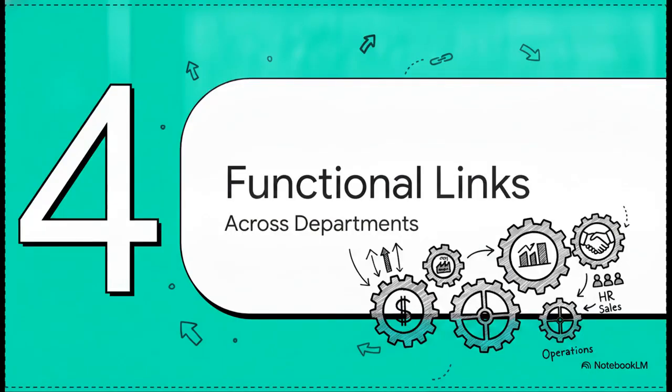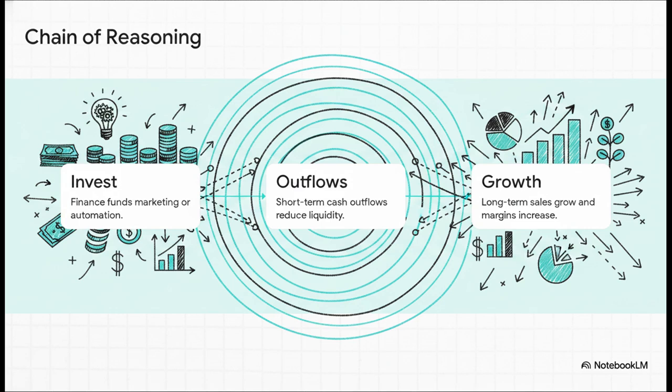Fantastic. Now for Section 4, Functional Links Across Departments. This step-by-step model reveals the exact AO3 chain of reasoning you are going to need for your exams. Look at how a financial decision creates this massive ripple effect. Step 1. Finance decides to fund a large marketing budget, or maybe they invest in operational automation. Step 2. This immediately increases short-term cash outflows, temporarily worsening the firm's liquidity position.